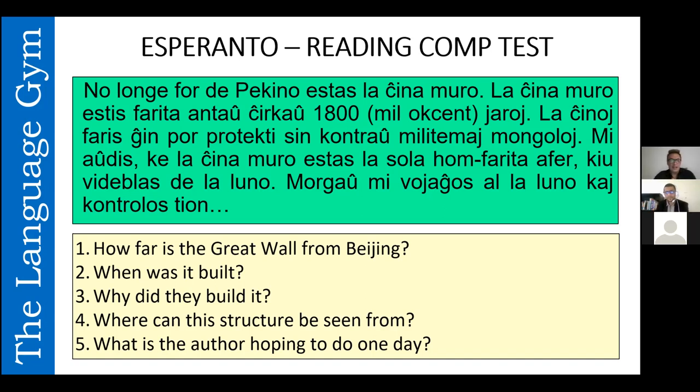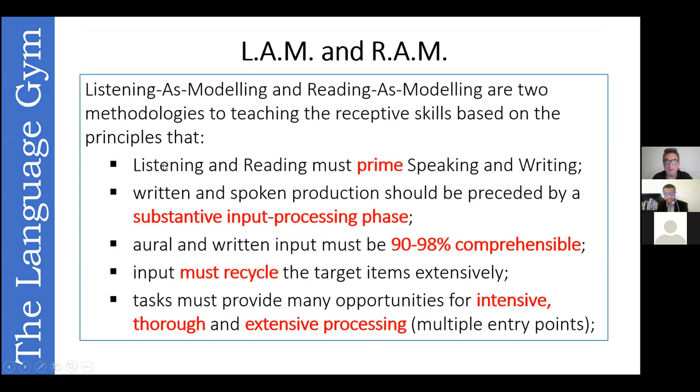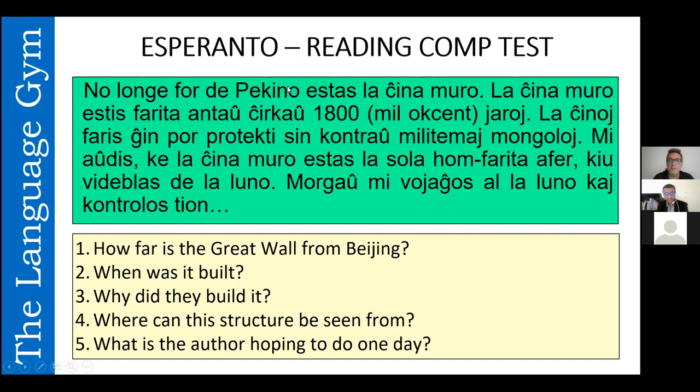Okay, now let's check the answers. It's 1,000, it's very far. Not far from Beijing. Where was it built? About 1,800 years ago. Why did they build it? To stop the Mongols. It can be seen from the moon. And what is the author hoping to do? Aziz, did you get your answers right? I only focused on the numbers because I don't understand the language. Is it Italian, maybe?